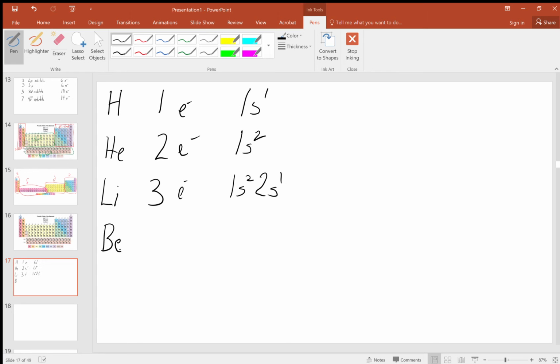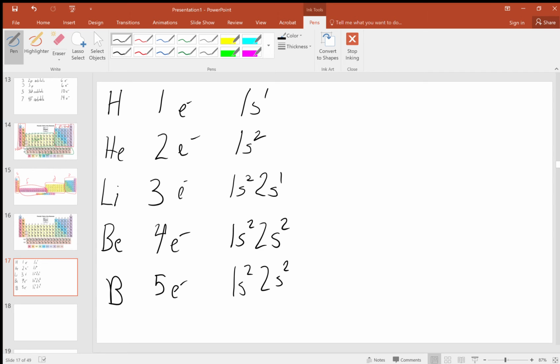After lithium is beryllium. Beryllium has 4 electrons. So 1s2, 2s2. If we go up to boron, now with 5 electrons, the 1s is filled, the 2s is filled. So where does the next electron go? Goes into the 2p. And we just keep going on like this. And we fill each orbital, and after we fill each one, then we go to the next one.